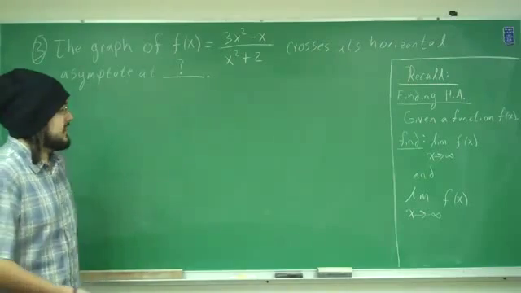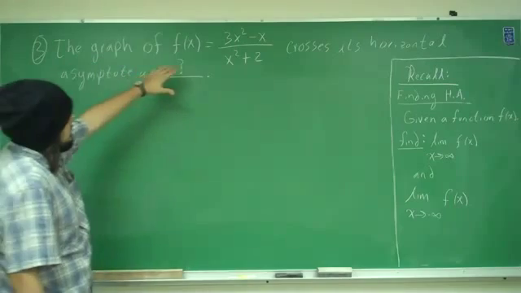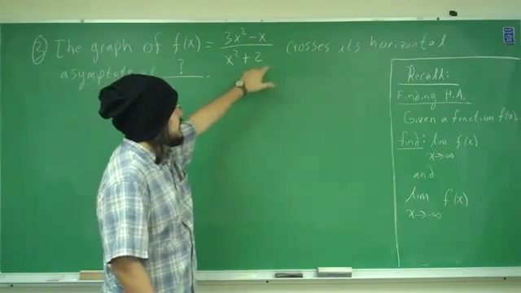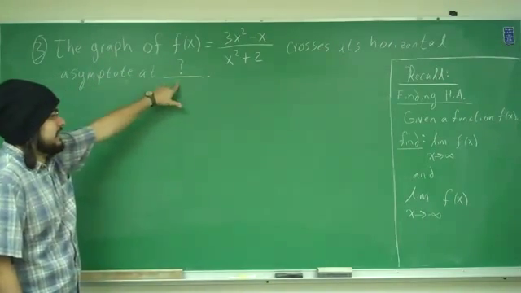Alright, so this is problem 3 of the exam. Problem 3 reads, the graph of f of x equals (3x squared minus x) divided by (x squared plus 2) crosses its horizontal asymptote at what x value?